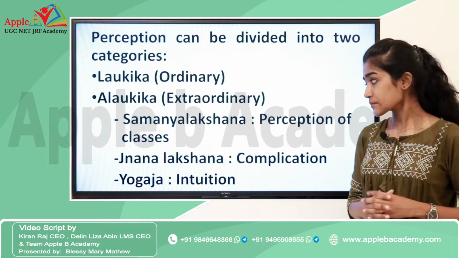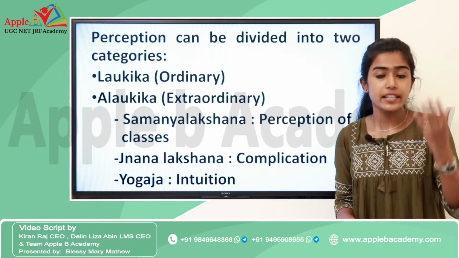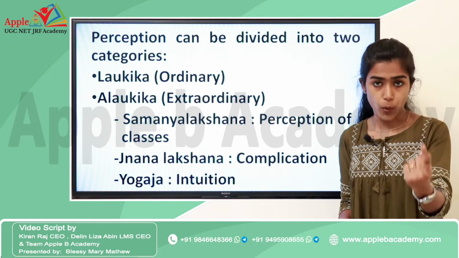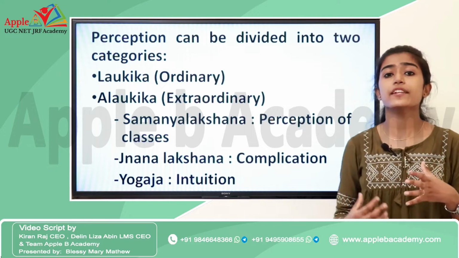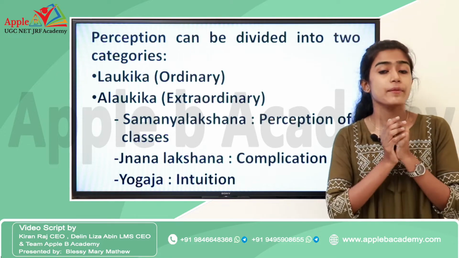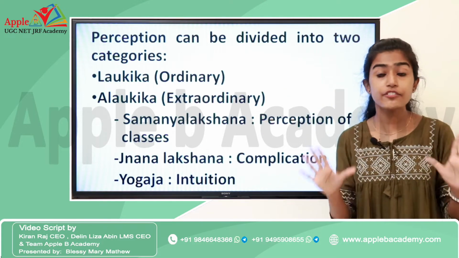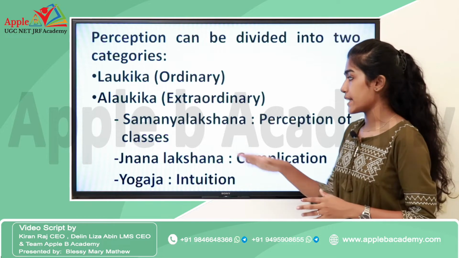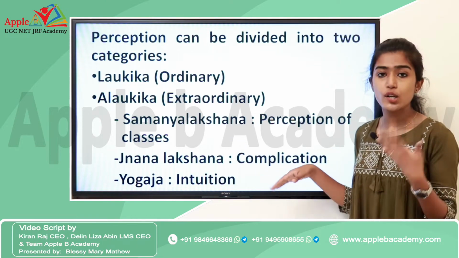That is the idea. When you are seeing a single pot and recognizing its features, you are just seeing a single pot, but the features and ideas that you obtain from that single pot actually represent the features of the entire class of pots. So, that is samanya lakshana. And then we have jnana lakshana, which can be called complication.